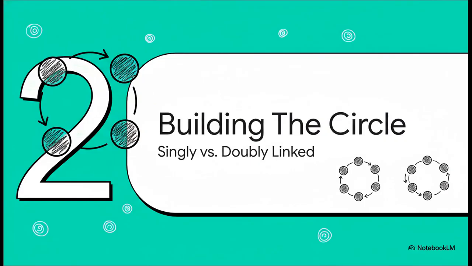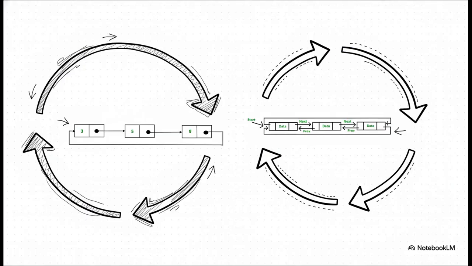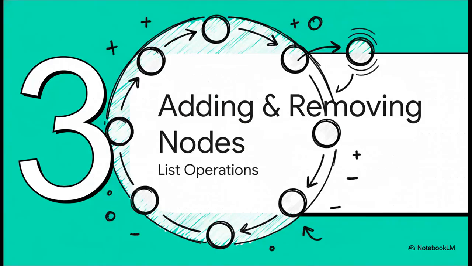Okay, so how do we actually go about building one of these things? Turns out, there are two main ways we can construct the circle. So on the left here, you see a singly linked circle. Think of it like a one-way street. You can only go forward, from one node to the next. But on the right, we've got a doubly linked version. Now this is a two-way street. Each node doesn't just know what's next, it also knows what's before it. That means you can travel in either direction around the loop, forward or backward. Super flexible.